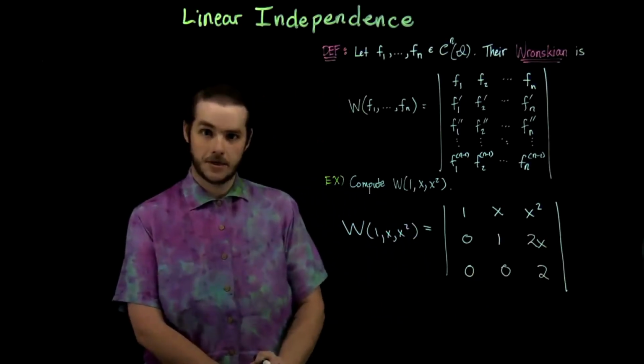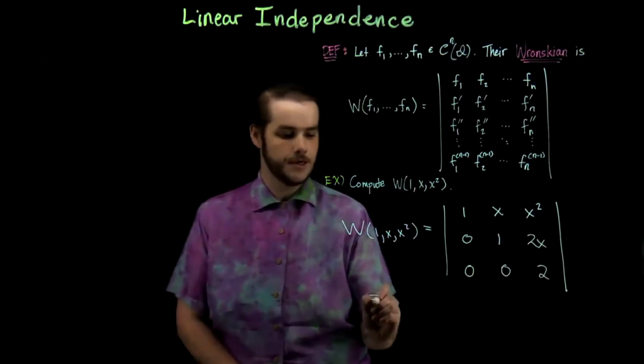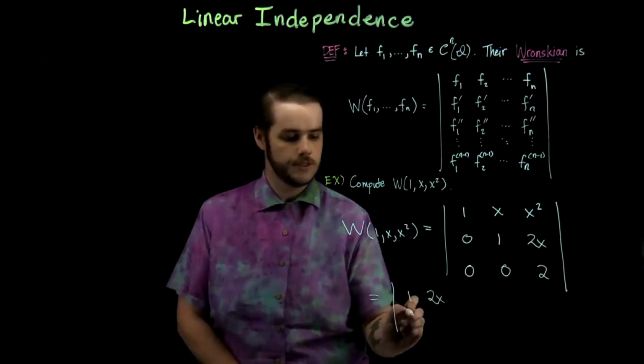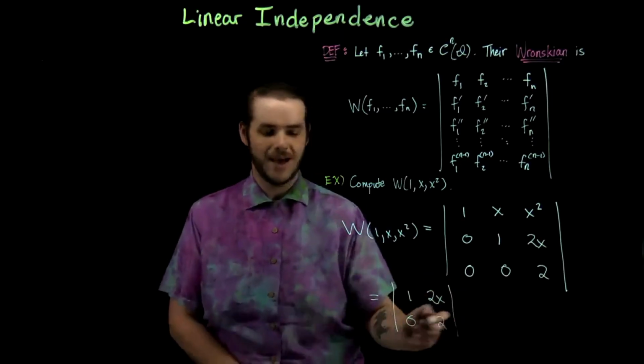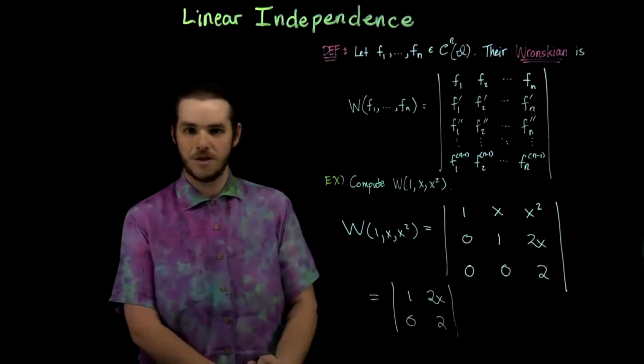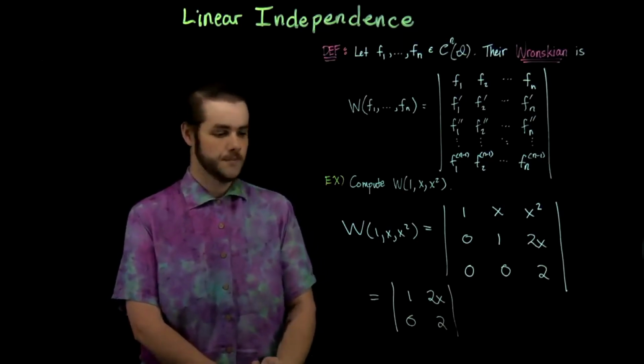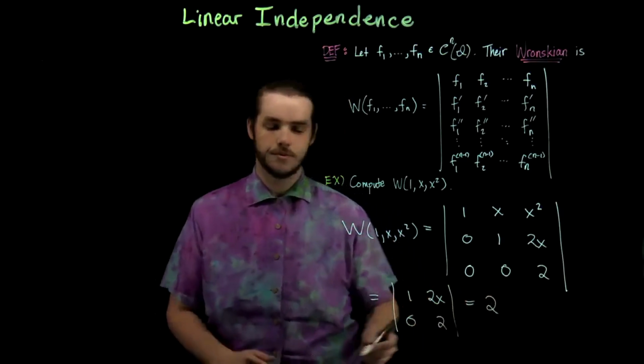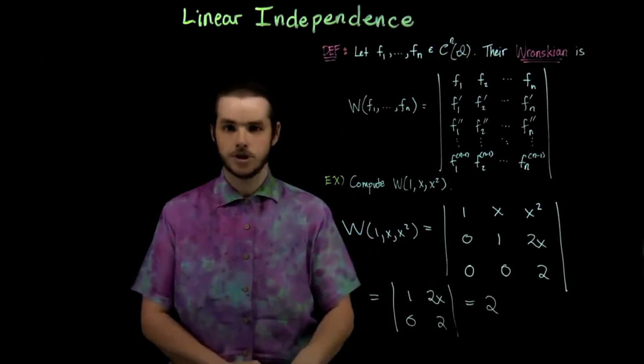Now, I take the determinant. I can simplify this to just being the 2 by 2, 1, 2x, 0, 2. Again, check that video link in the description if you need a little refresher on how that works. Last but not least, I get 2 as the Wronskian of these functions.